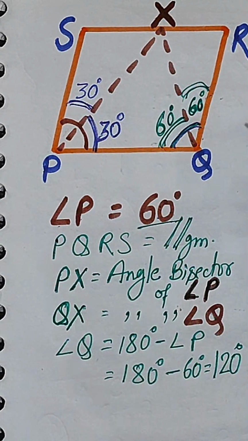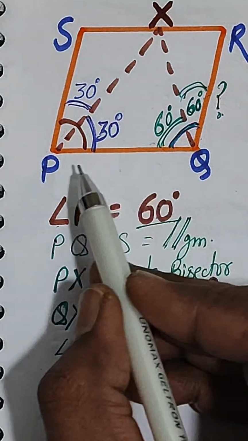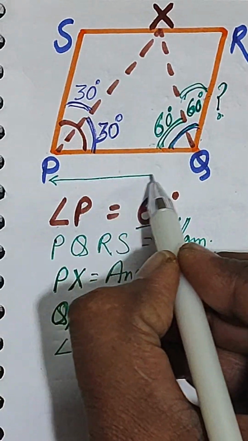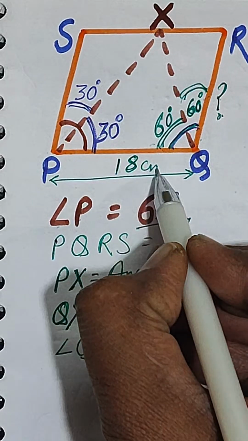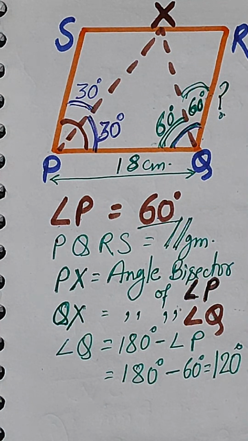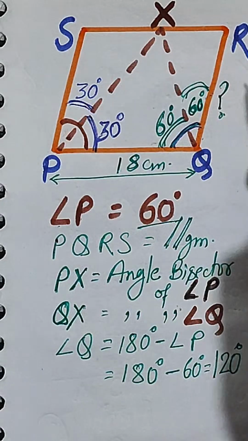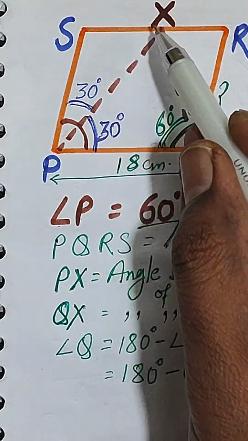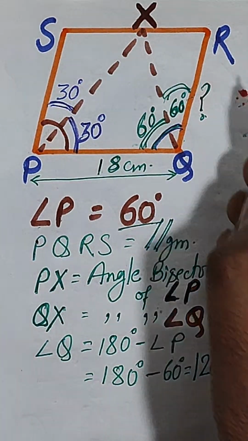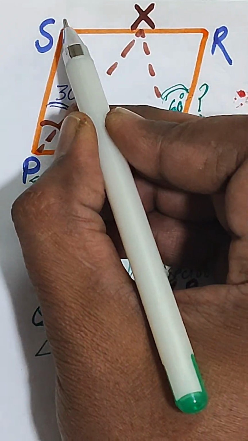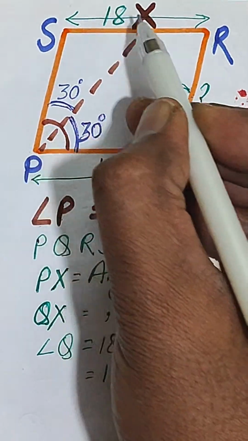Now, since we need to find the value of RQ, another piece of data given in this question is the length of PQ, which is equal to 18 centimeters. Students, in this case, if PQ is 18, then being a parallelogram, opposite sides are equal and parallel. Then we can say that RS is also equal to 18, right?